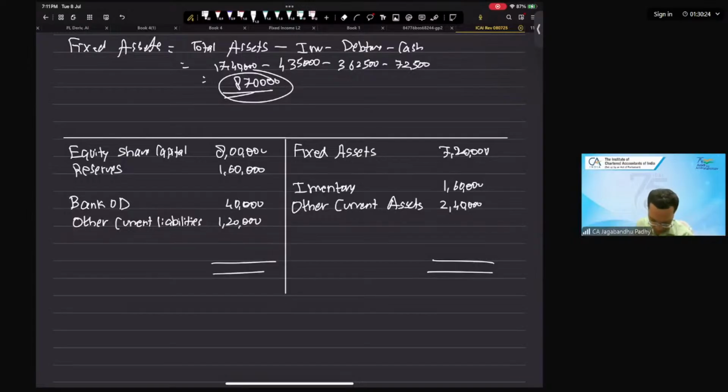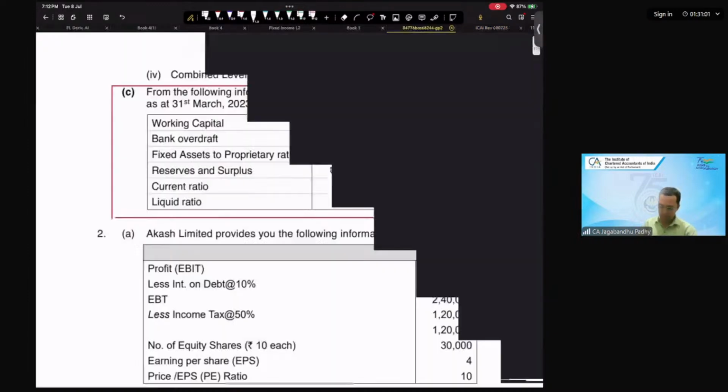The balance sheet tallies at what value? 8 lakh plus 1 lakh 60,000 plus 40,000 plus 1 lakh 20,000. 11 lakh 20,000, right? Balance sheet tallies at 11 lakh 20,000. Did you get it, everyone? Yep. Did you get it? Yep. Okay. Fine. So this is what we have done.